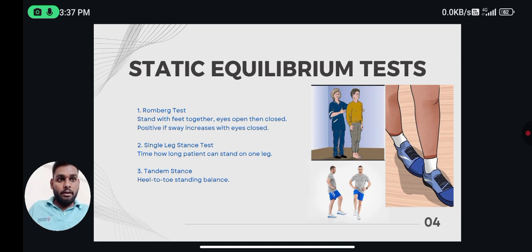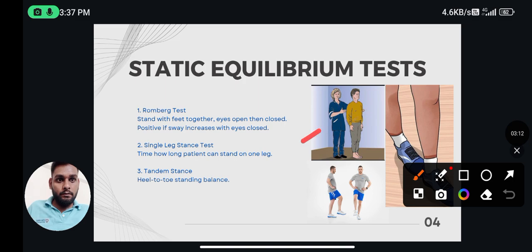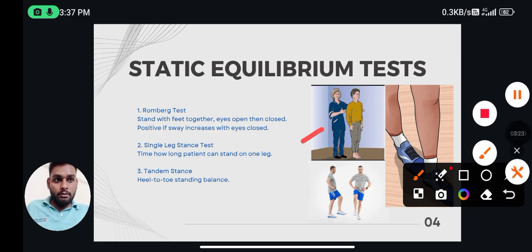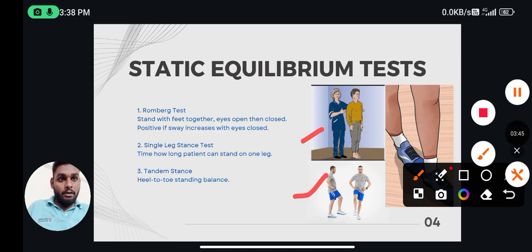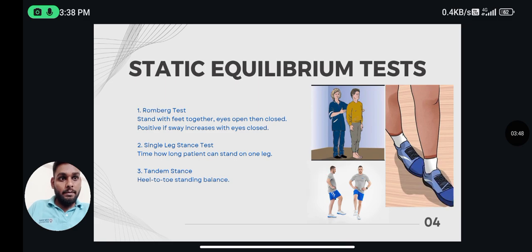Stand with feet together. Here, the first photo represents the Romberg test. Then the second is the single leg stance test. Time is how long the patient can stand on one leg. This is the photo of the single leg stance test. Now the tandem test, heel to toe standing balance, and this is the heel to toe standing balance.